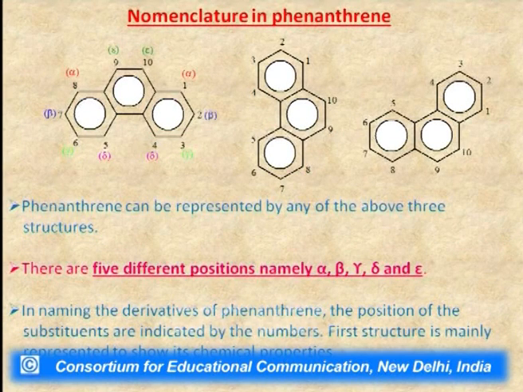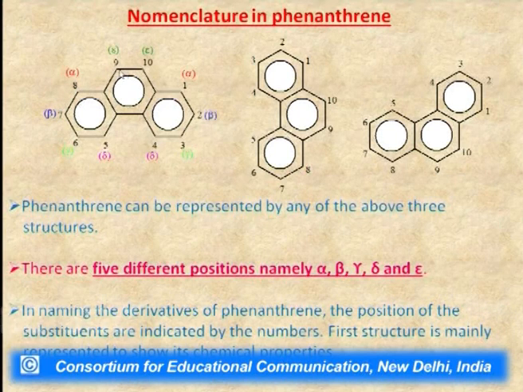Then comes the nomenclature of phenanthrene. The phenanthrene hydrocarbon contains 5 types of hydrogens, so it has 5 different positions. This is the phenanthrene molecule. This is carbon number 1, 2, 3, 4, and then we move to the third ring, then 5, 6, 7 and 8.